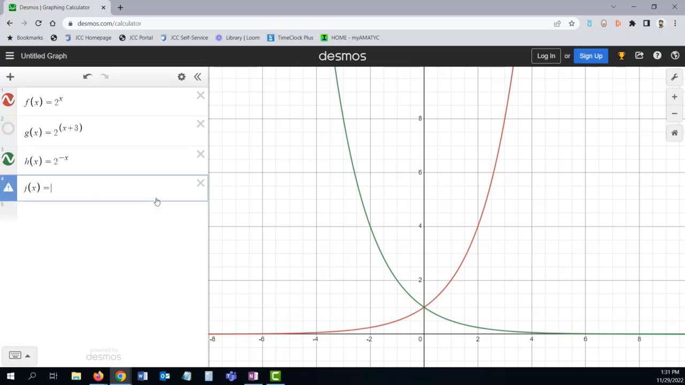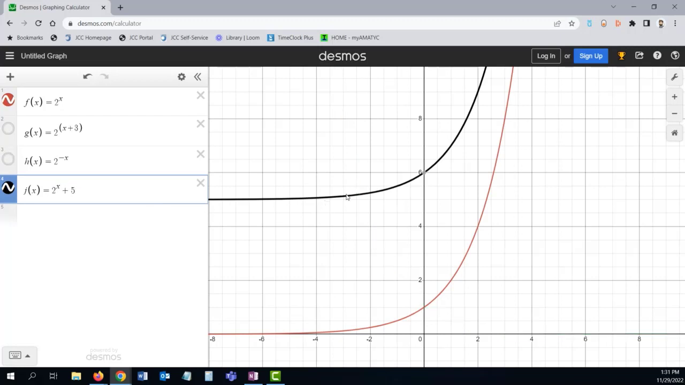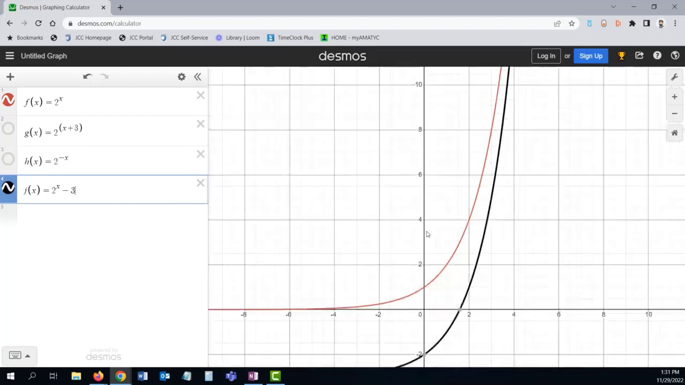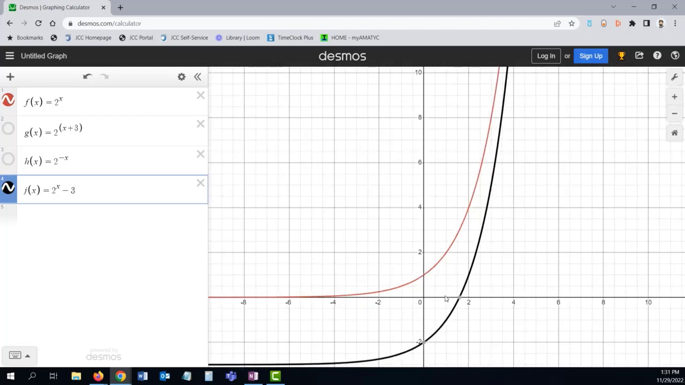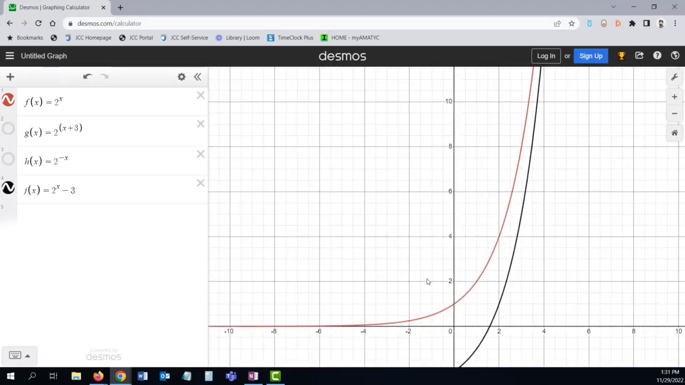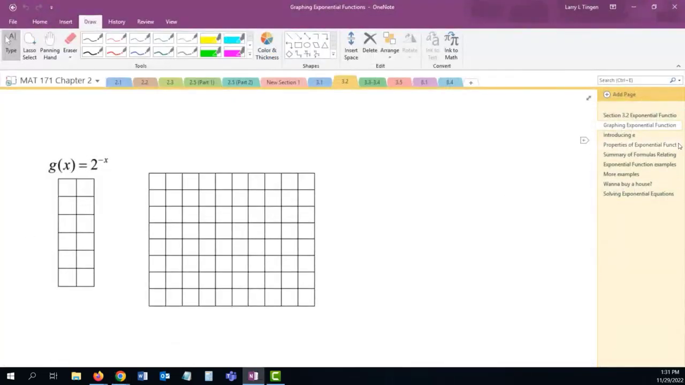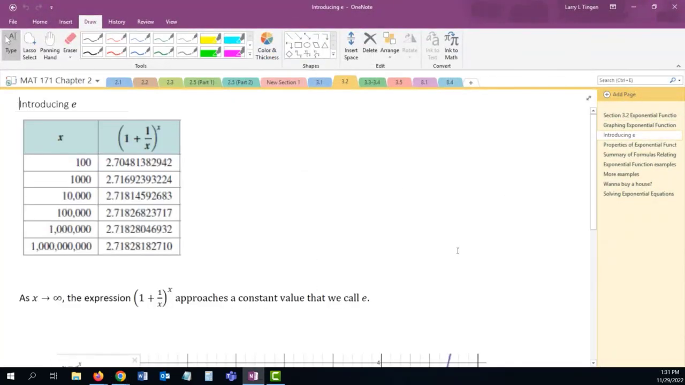Let's continue and do something to the outside and just show you that that's the case. So plus 5. A plus 5 on the outside would move it up 5 units. Minus 3 would move my function down 3 units. So that's what our transformations told us. So all those rules still apply. So instead of graphing those out, I just wanted to show it to you that way.